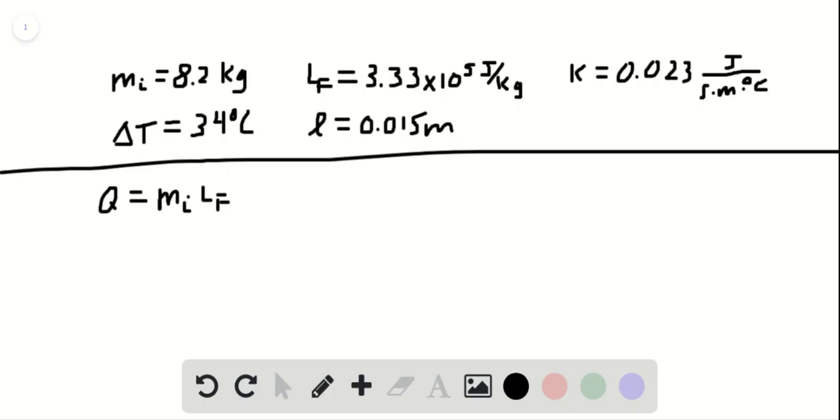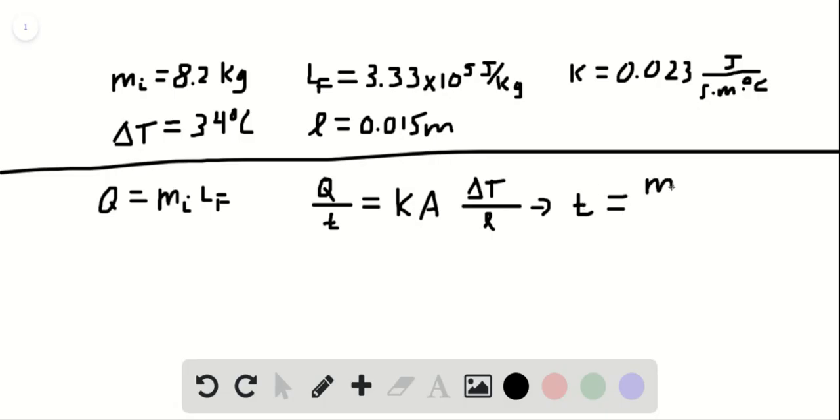So the time can be calculated by equation 14-5. So we'll write that out here, which is equal to Q over T, which is equal to constant K times the area in question times the change in temperature, delta T, which we have as 34 degrees Celsius, divided by the thickness, L. Therefore, solving this equation for T, this is going to be equal to the mass of the ice times the latent heat, which is just subbing that value in for Q, divided by K times the area times the change in temperature.